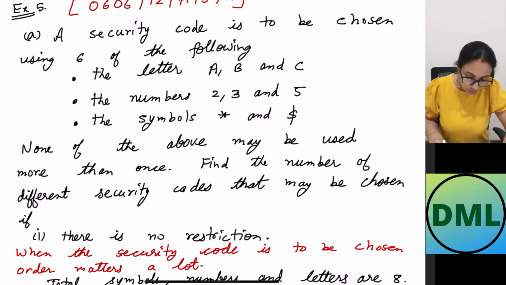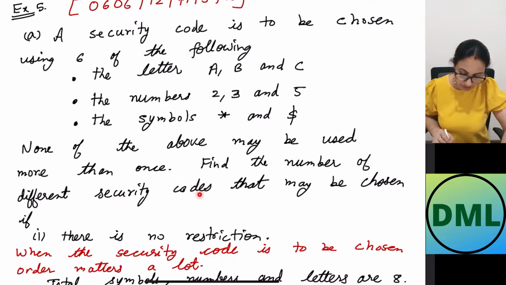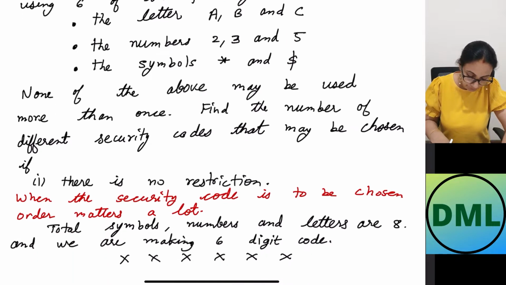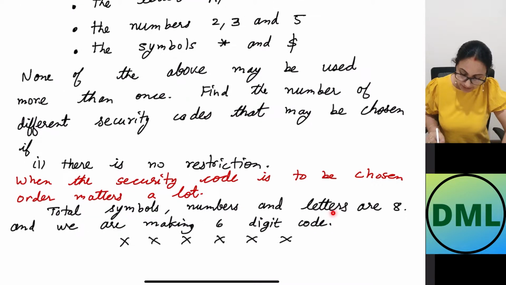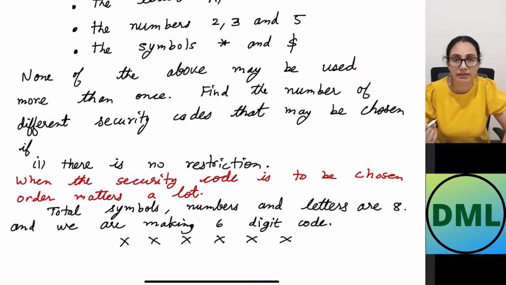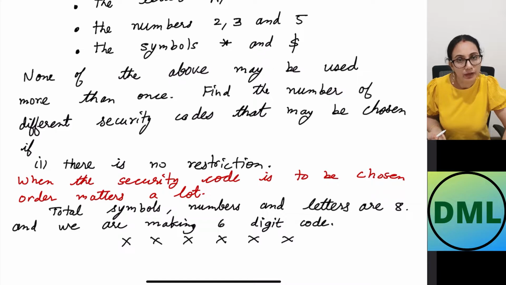A security code is to be chosen using 6 of the following: the letters A, B, C, the numbers 2, 3 and 5 and the symbols star and dollar. None of the above may be used more than once. Find the number of different security codes that may be chosen if there is no restriction. As you can see, the total numbers, letters and symbols are 1, 2, 3, 4, 5, 6, 7 and 8. So we have 8 items available and we are making a 6-digit code. Whenever we are making a code, order matters a lot.